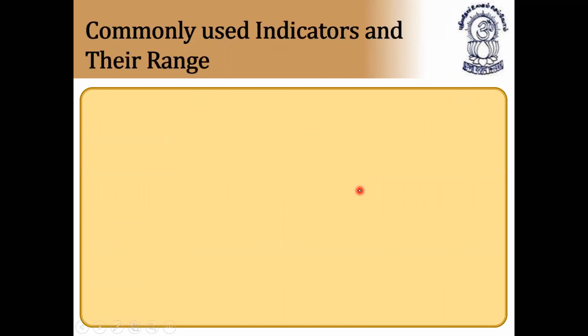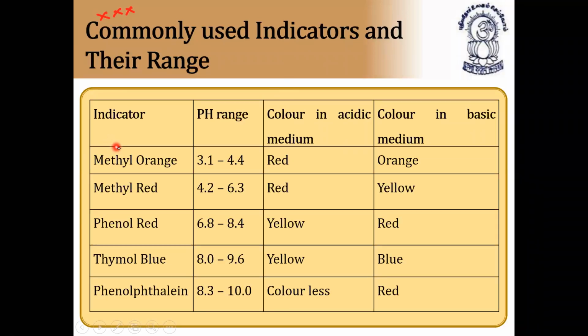So please listen carefully. Commonly used indicators and their ranges are very, very important. Let us see now. Methyl orange indicator has a pH range of 3.1 to 4.4. As I told you, if the solution is acidic, methyl orange shows red color in acidic medium and orange color in basic medium.